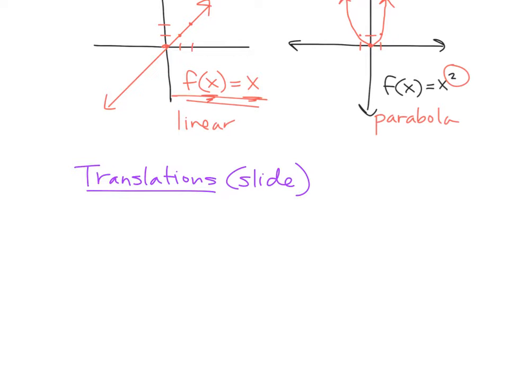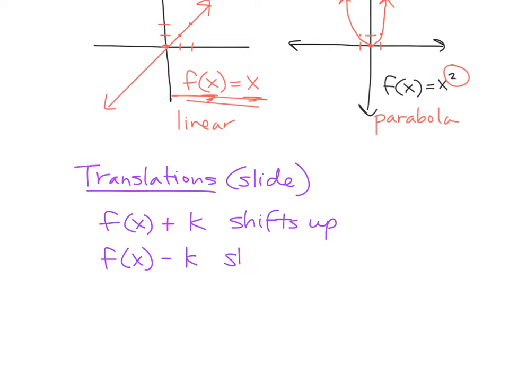Here's how it works. You're going to have your parent function, f of x, okay? If I add, and they use k as our whatever we're going to add, if I add a k to that, so if I add something to my f of x, it's going to go vertically. It's going to go up, okay? So this one shifts up. What do you suppose happens if I subtract k? It goes down. Okay, so this is a shift down.